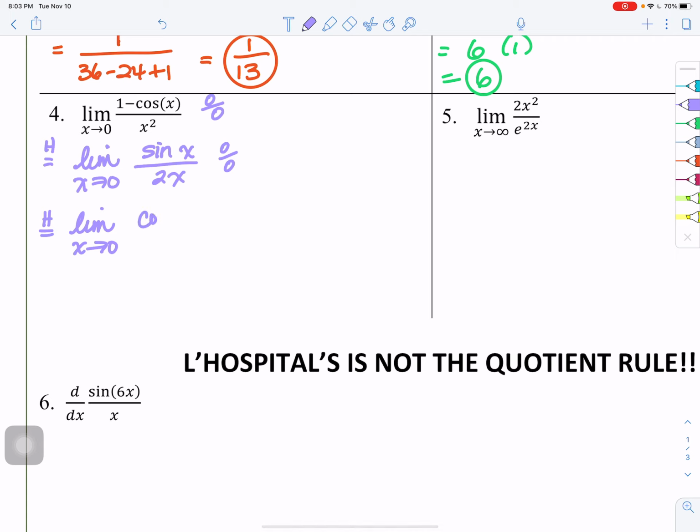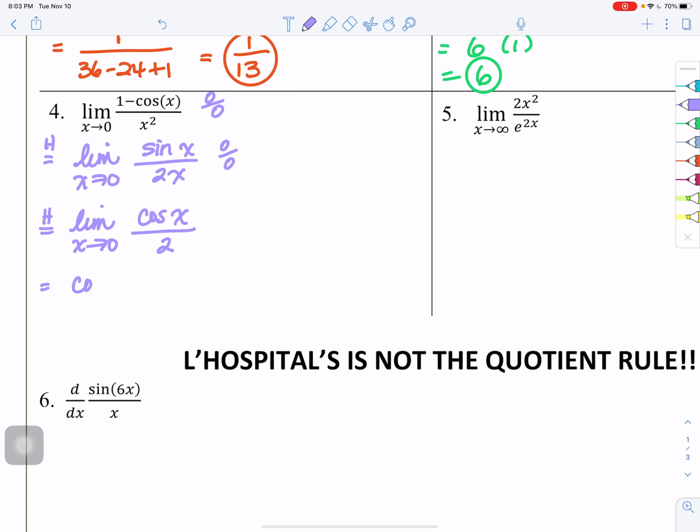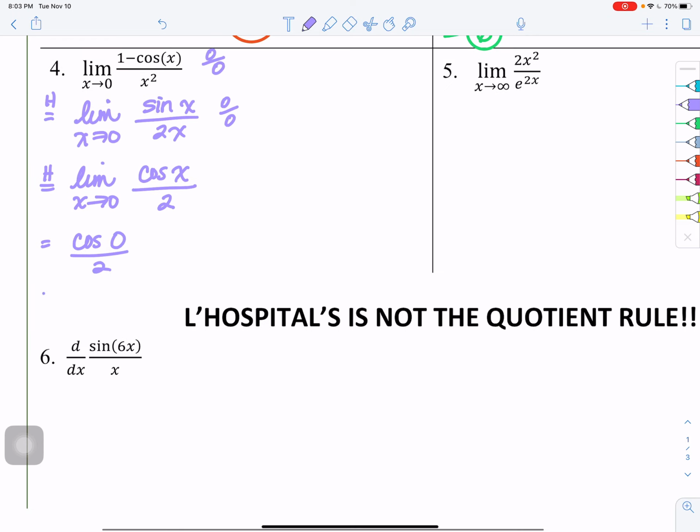So the derivative of the sine is the cosine of x. Derivative of 2x is 2. Now, you know we don't have an indeterminate form now because there's a 2 in the denominator. So now we're going to be plugging it in. The cosine of 0 over 2, and that's equal to cosine of 0 is 1, so 1/2.